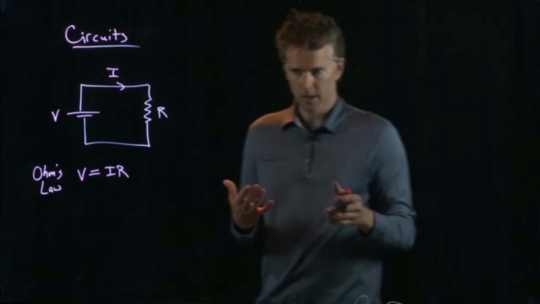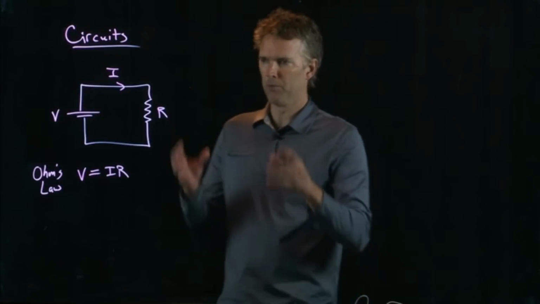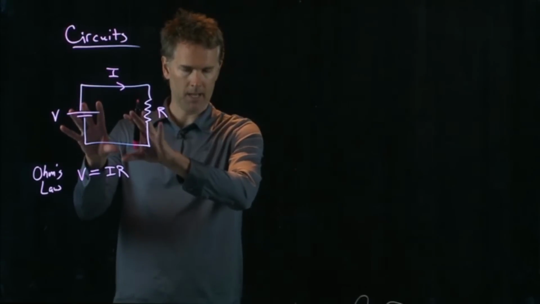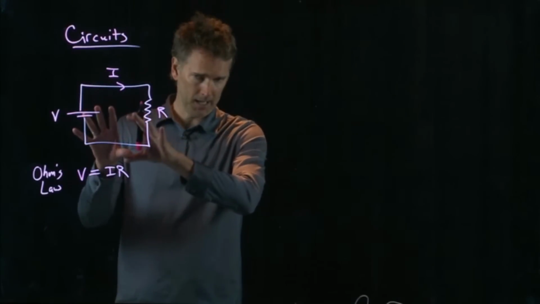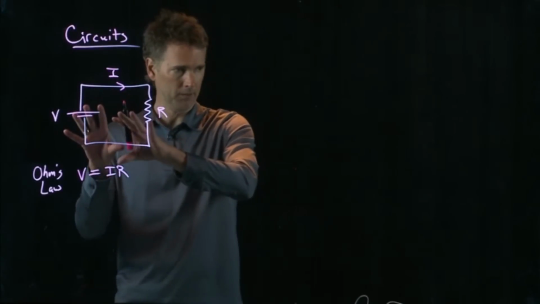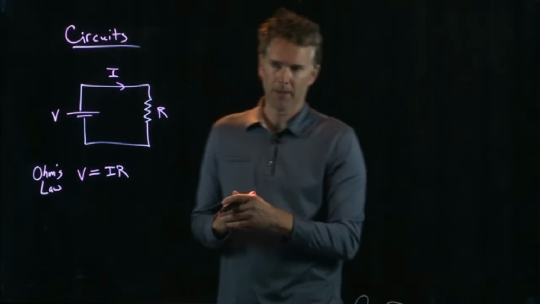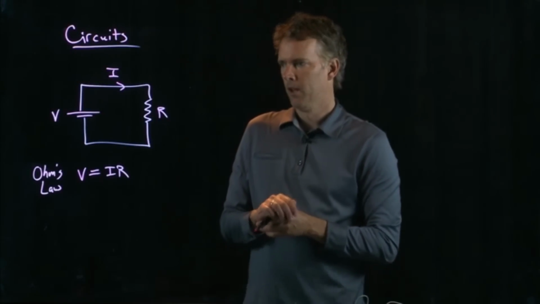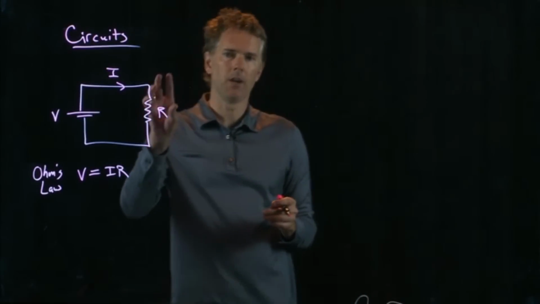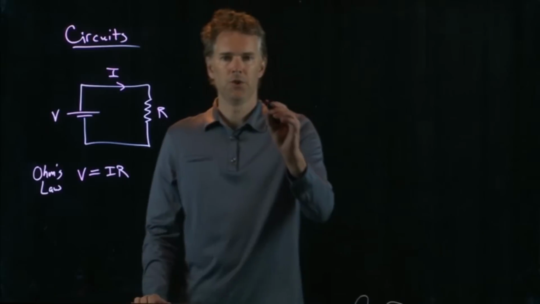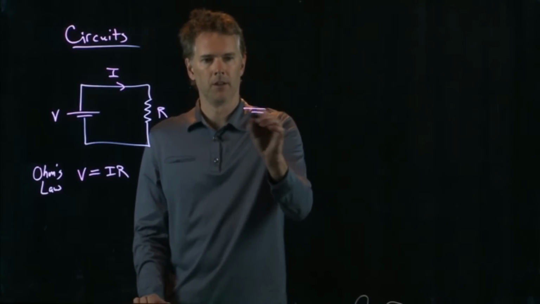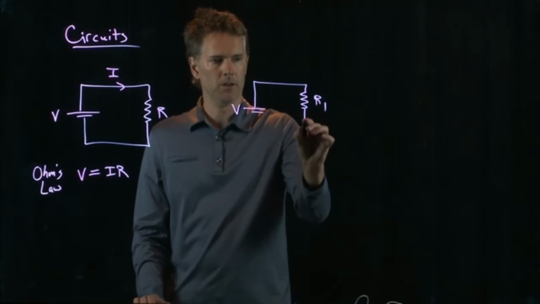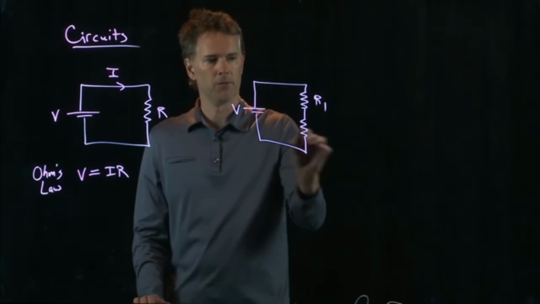The goal of this chapter is to simplify circuits such that they look like this. Okay? If you can simplify complicated circuits to the point where they look like this, then you can understand everything about that circuit because Ohm's law applies just like that, V equals IR. So let's take the case where we have not just one resistor, but two resistors in series. So here's my battery. Here is resistor 1. Here is resistor 2.